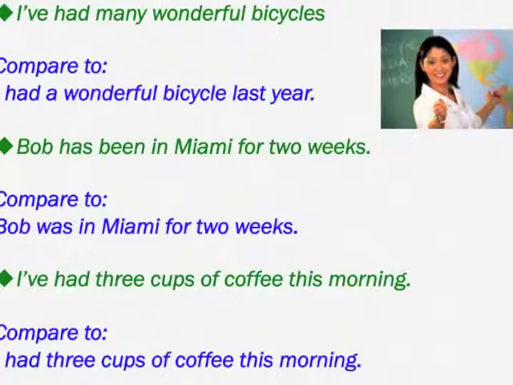I've had 3 cups of coffee this morning. Is it still morning? The present perfect tells us yes. I had 3 cups of coffee this morning. Is it still morning? The simple past tells us that it is no longer morning.